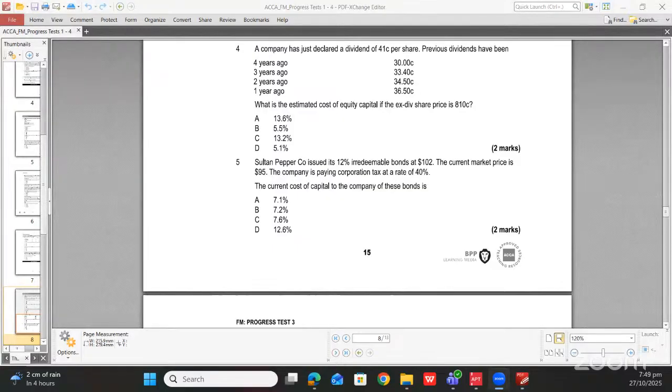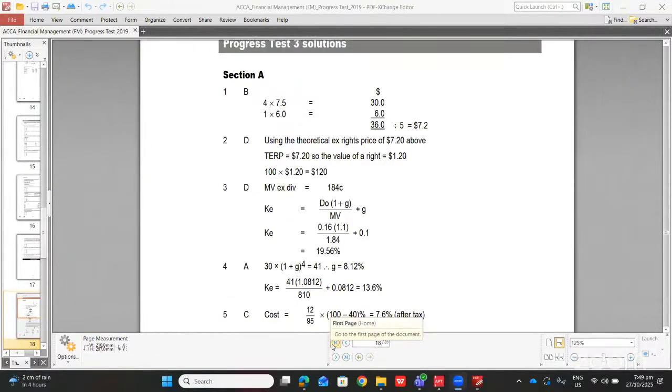All right, so let's look at questions 4 and 5. Question 4, you have to work out the growth rate over the last 4 years. So yes, 1, 2, 3, 4. So 4 years of growth, you find the fourth root of the most recent over the first dividend. Now, the most recent dividend that we have in this case. So you have 30 times 1 plus G, then give you that.